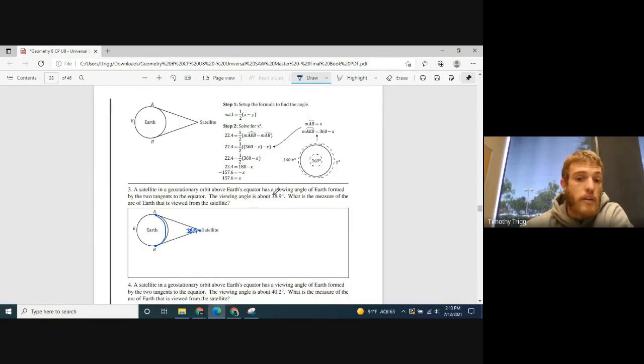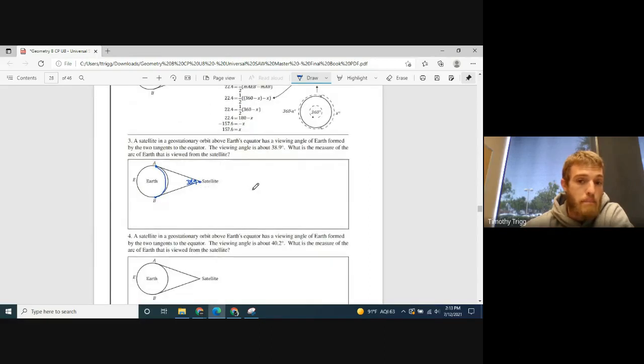Well, you can follow this example if you like, but there's a shortcut, and I'll just show you the shortcut. What you need to know is that the measure of this arc and the measure of this angle are actually supplementary to each other, meaning they add up to 180. So if I just do 180 minus that measure here, the satellite's viewing angle, then that should give me the measure of that arc.